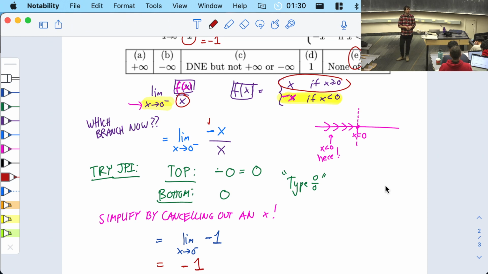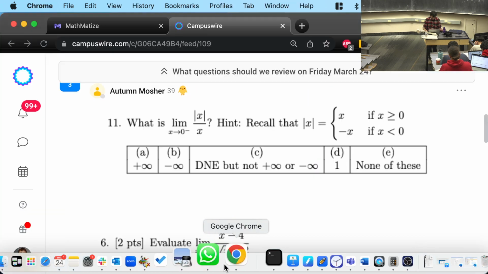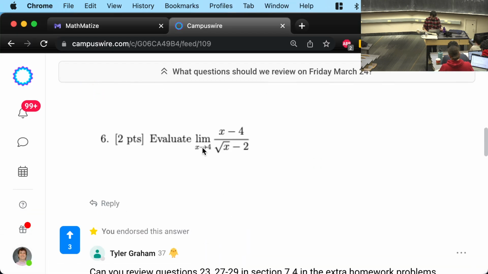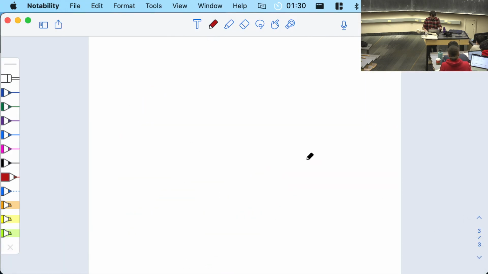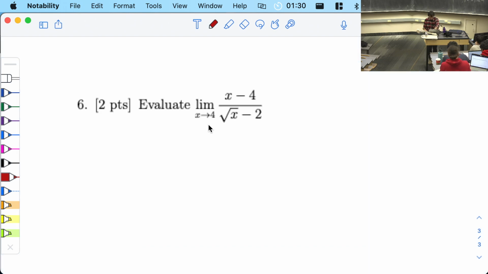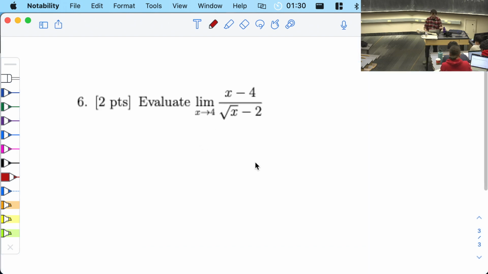OK, let's do the other one with the square roots, because that's also a good one. That's this one. Here it is. The limit as x goes to 4 of x minus 4 divided by square root of x minus 2. And as always, the first thing you could try to do is plug in.